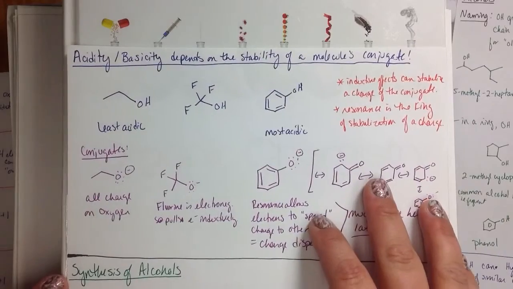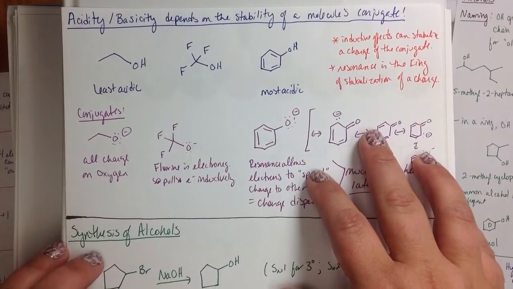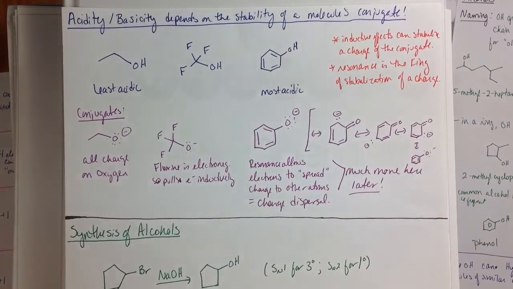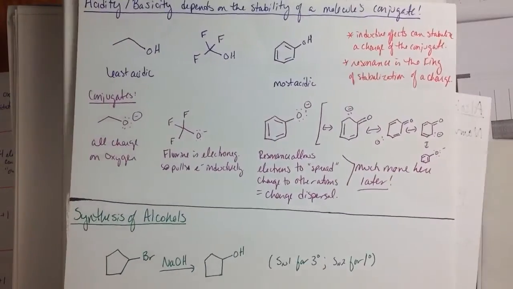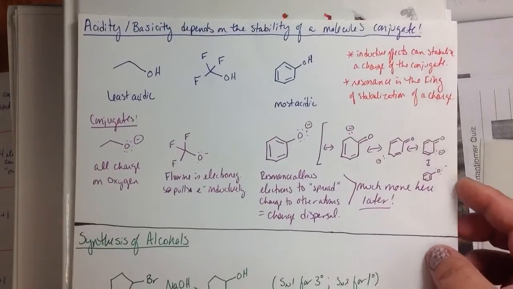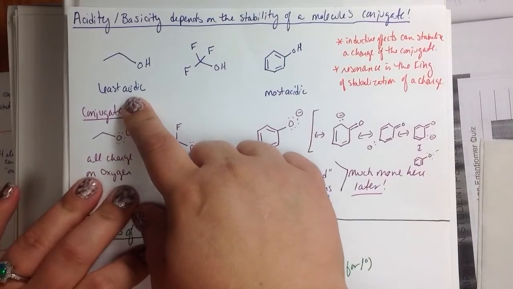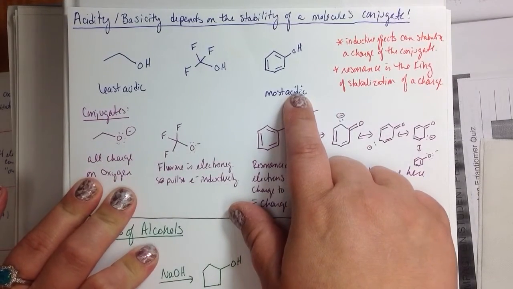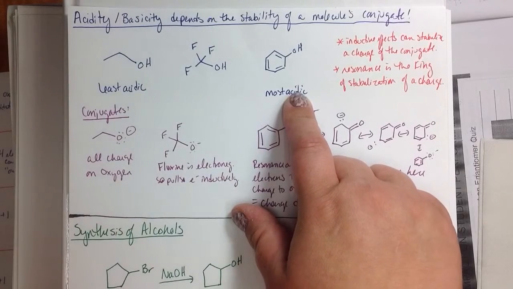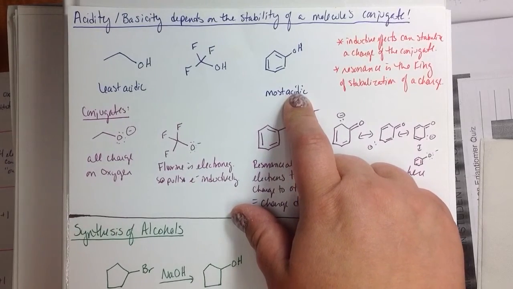When considering the acidity or basicity of any type of compound, let me put this behind here so you can see the notes more clearly. What you really want to consider is how stable is the conjugate of that molecule. So if you're looking at how acidic something is, you want to see how stable is its conjugate base. Well, we know that this is least acidic and this is most acidic. So let's look at the reason why. There's 2 major things that take place here that can help stabilize a conjugate base.